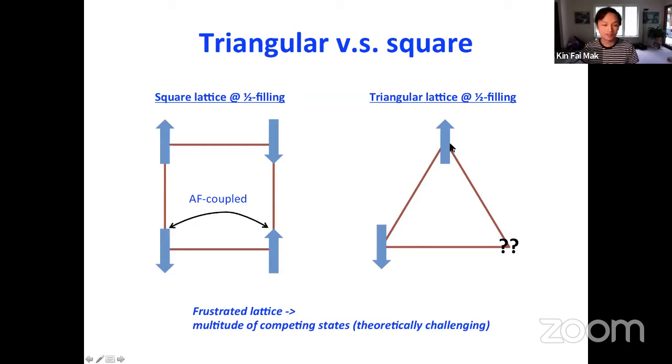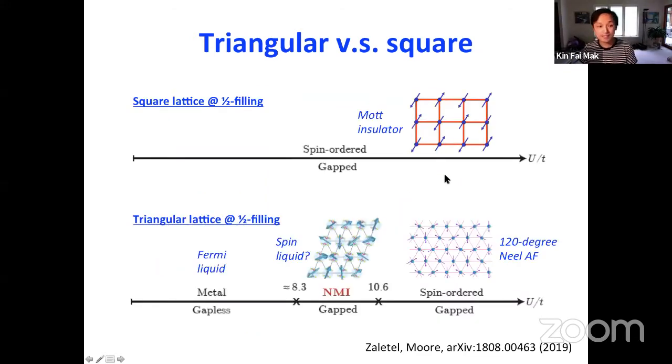And in general, there are lots of competing states with nearly the same energy in this kind of frustrated lattice system. So the phase diagram, we would also expect to be very different compared to the square lattice case. For instance, let's take a look at the half filling case, or filling factor equal to 1, of the band. For the square lattice, this is the phase diagram as a function of U over t in the system. It turns out that the ground state is always a Mott insulator.